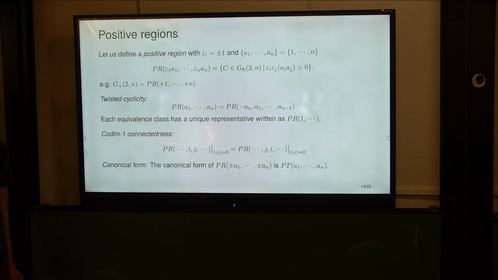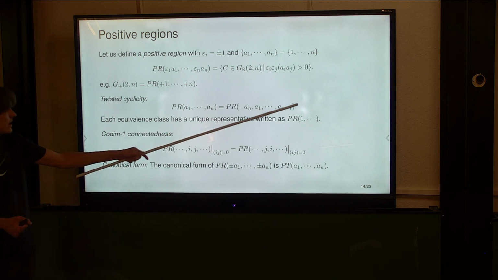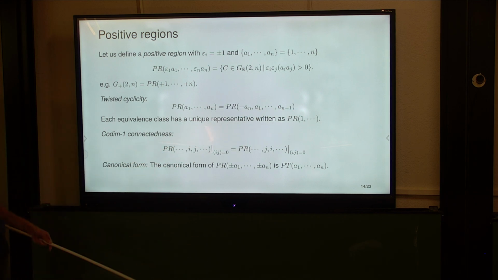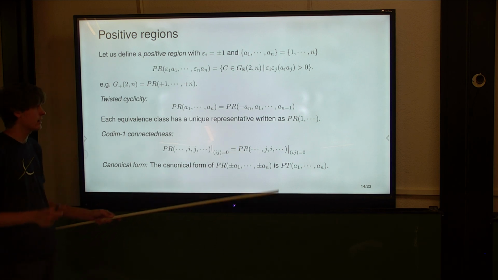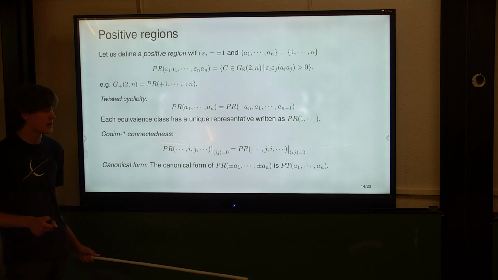And there are a lot of nice properties that these positive regions satisfy. If you take the last index and move it to the front and add a minus sign, it doesn't actually change any of the inequalities. So this notation is a bit redundant. One way to fix this is to always keep rotating things until 1 is the first index with a plus sign.